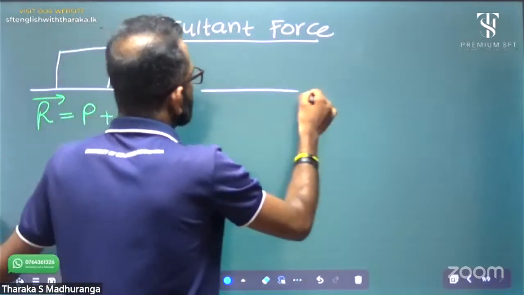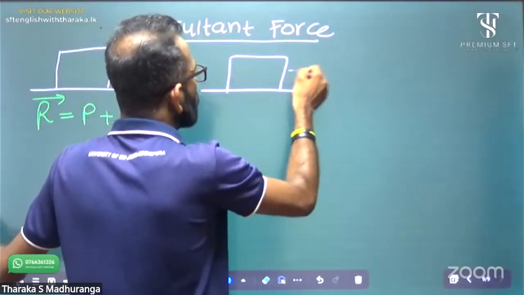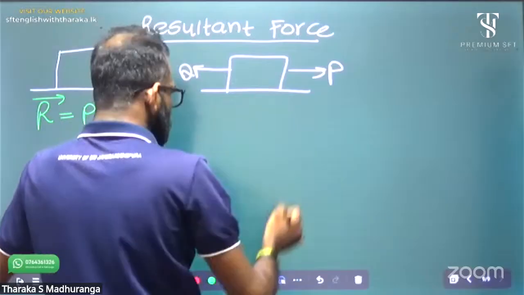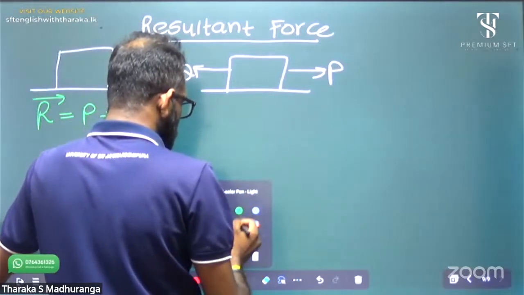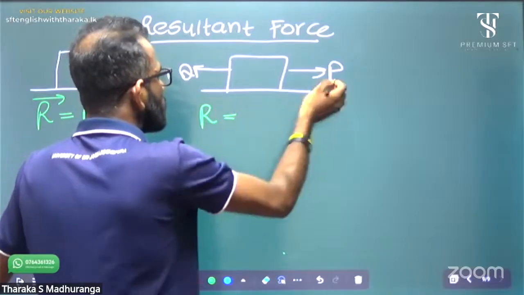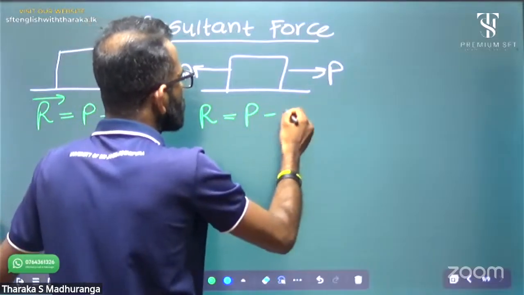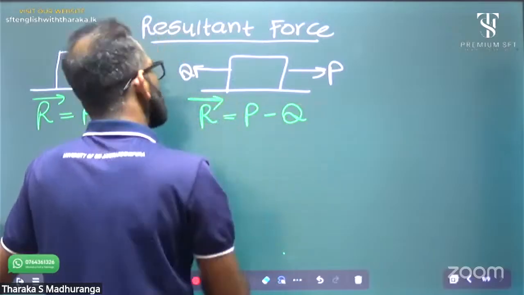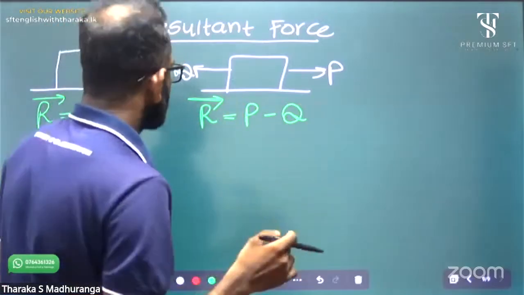Second one, two forces acting along opposite directions. Greater force minus lower force. This is the R equal. If P is greater, then P minus Q is the resultant force. The greater value direction is the resultant force direction.